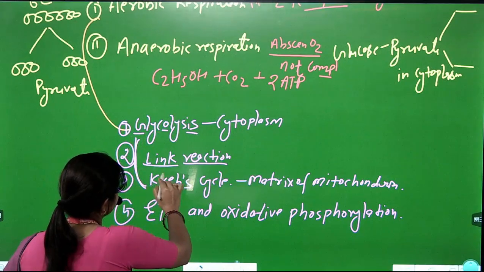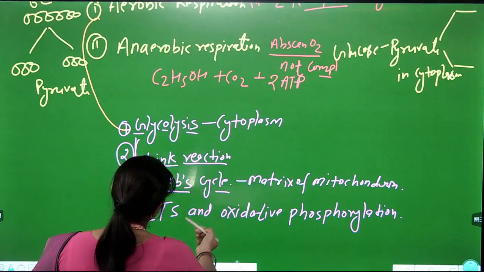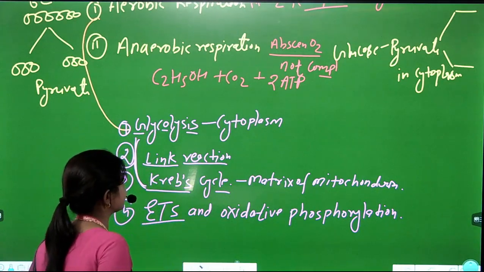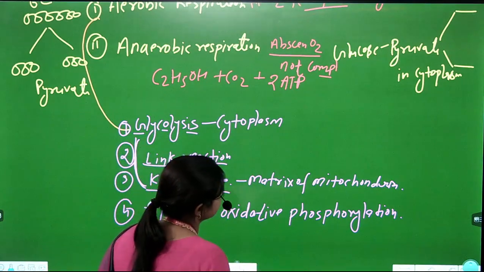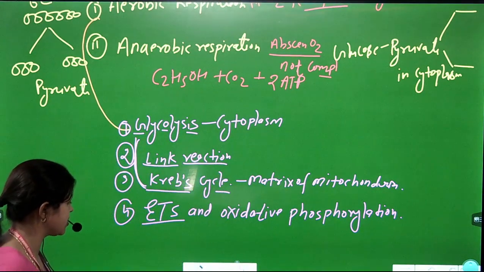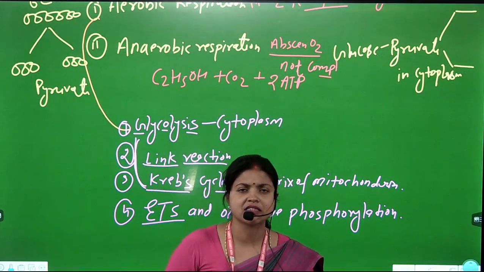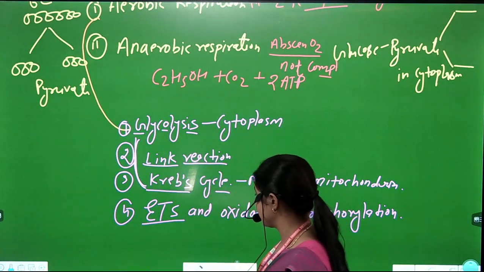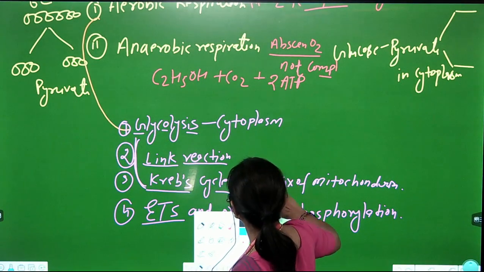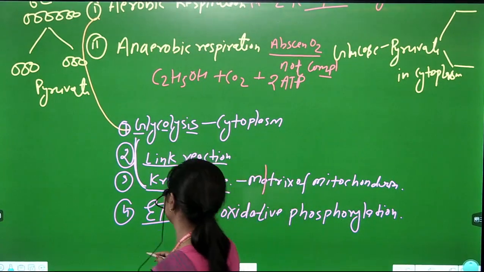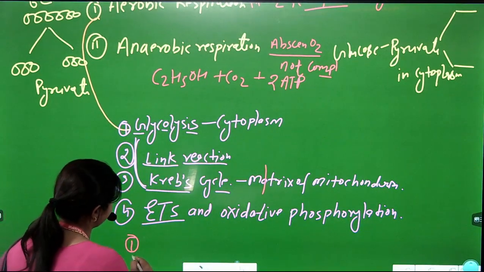First glycolysis, then link reaction, then Krebs cycle, and last ETS, the electron transport chain, and oxidative phosphorylation. Okay students, there are some terms we need to know because they are used. First point, substrate level phosphorylation.